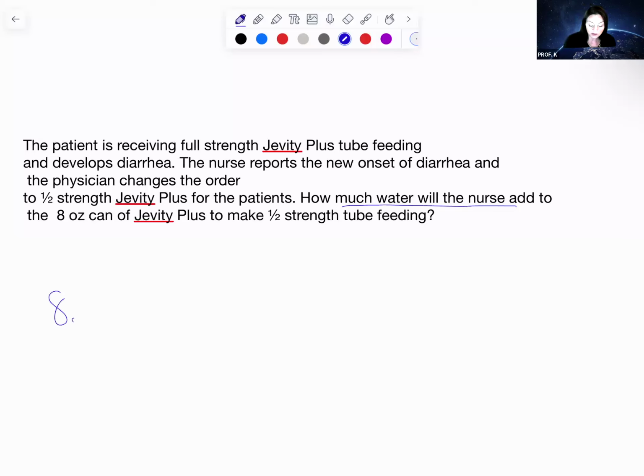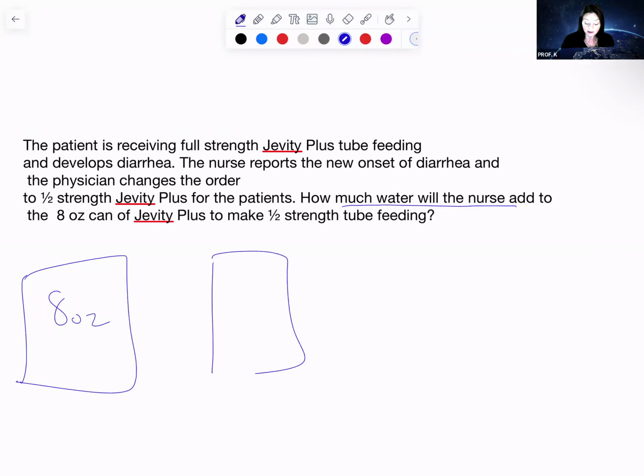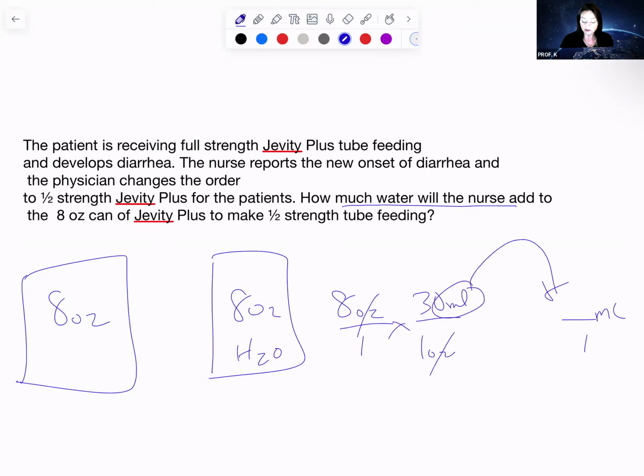So I go to the pantry and there's an 8-ounce can of formula of Jevity. And the doctor says, change it to half strength. So you're going to add 8 ounces of H2O. But it's part of intake and output. So 8 ounces, I'm solving for milliliters. Make sure that's in my numerator. Then I do my conversion. 1 ounce is 30 milliliters. Cross off my ounces. I have my milliliters. 8 times 30 is 240. 1 times 1 is 1. My answer is I'm going to add 240 milliliters of water.